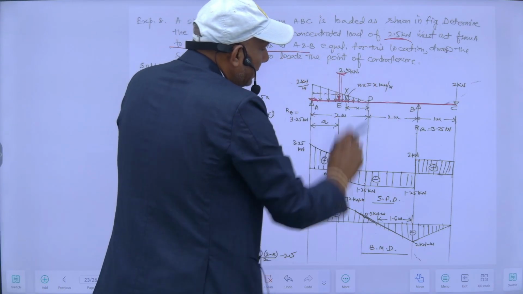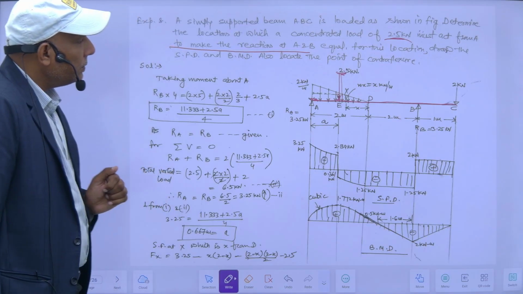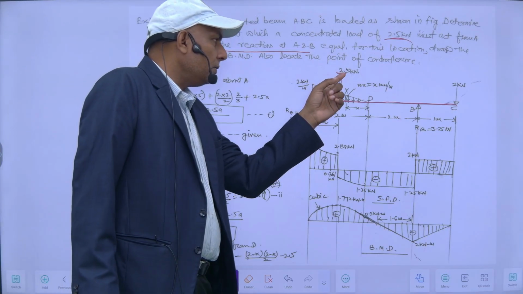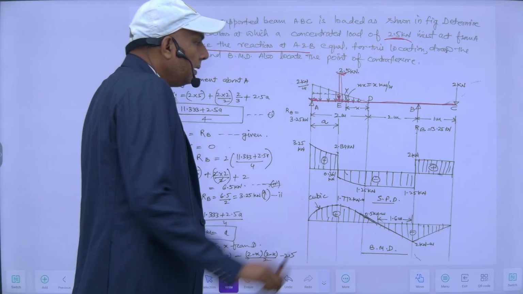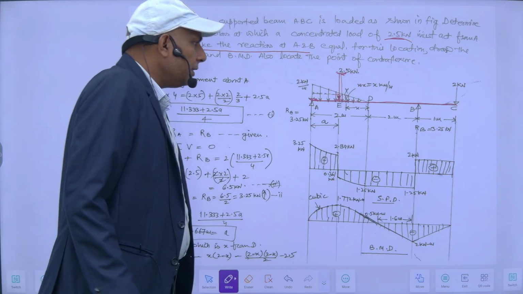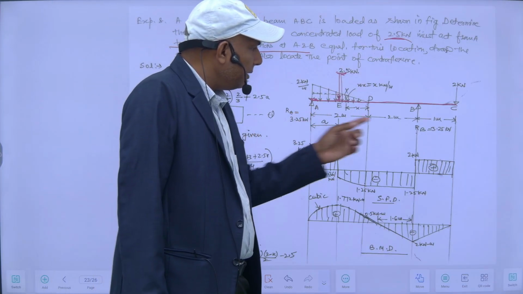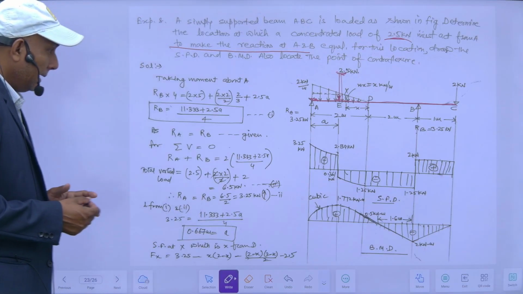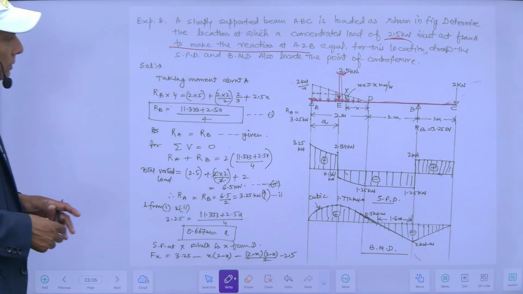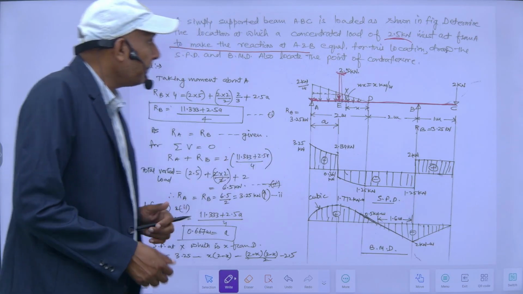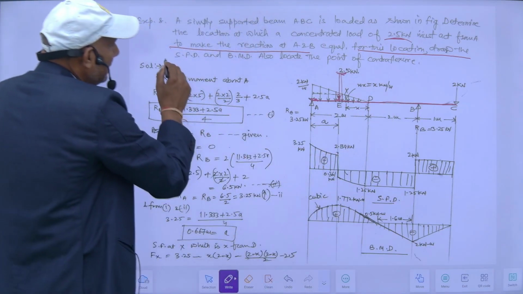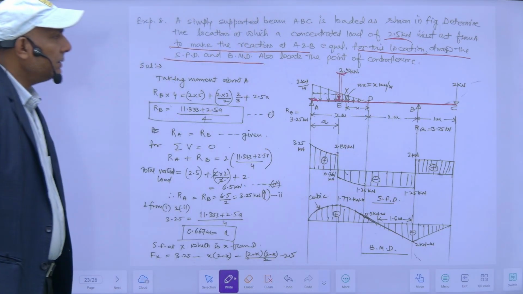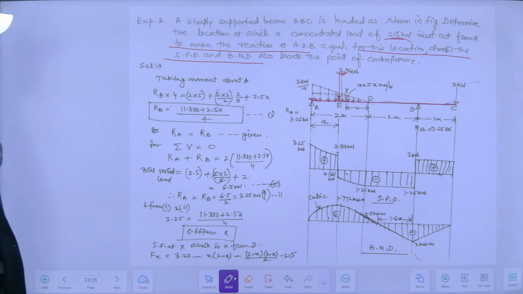This is my loading diagram. So what he wants to know is, suppose there is a vertical load of 2.5 kilonewton. At what location should I place it so that my two reactions at A and B are equal to each other? So that location I have to find first of all. For this location, draw the SFD and BMD. This is the second task.